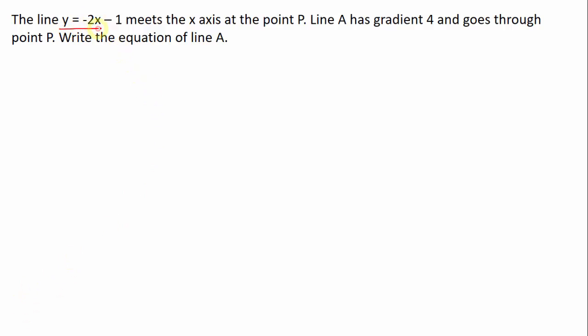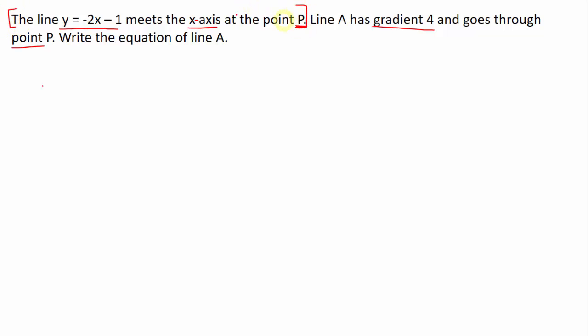One more example. Here's a line, y equals negative 2x minus 1, and we are told that this line meets the x-axis at some point P. Line A then has gradient of 4 and goes through point P. Write the equation of line A. When you have a problem like this, I encourage you to take it one part or one step at a time, and usually that's one sentence.